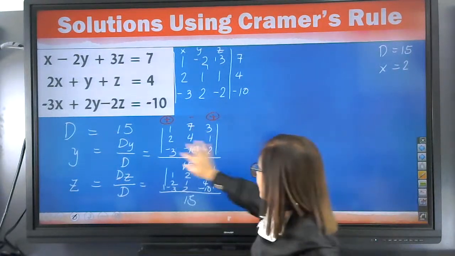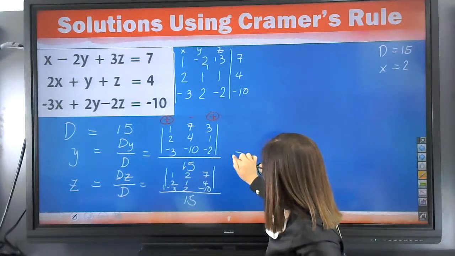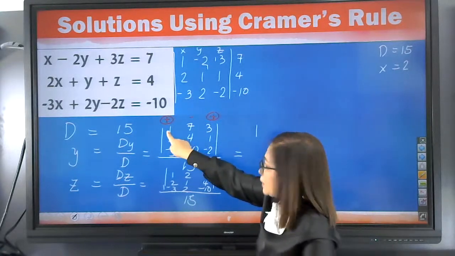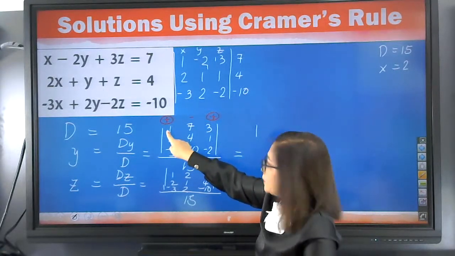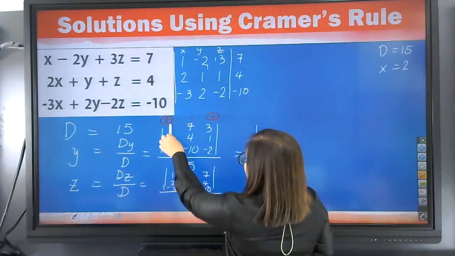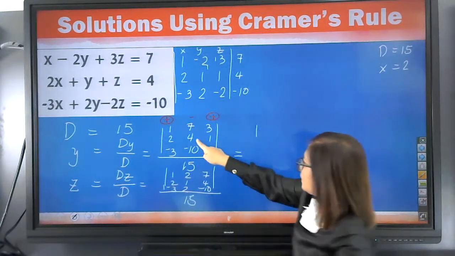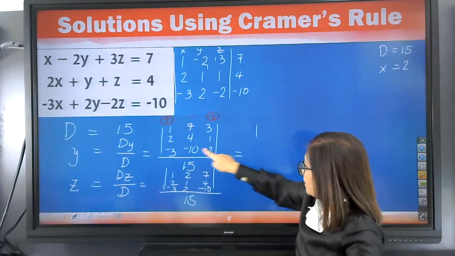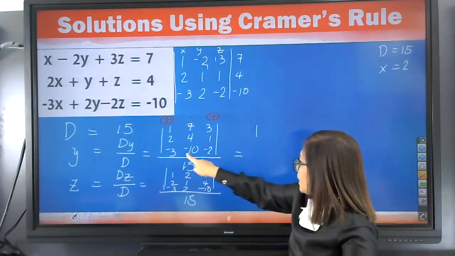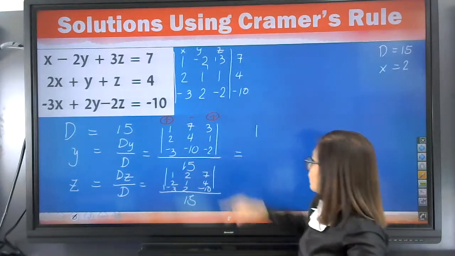So how do you do this? To find y, we'll have y together. Start with 1. This 1 belongs to this column and this row. So you multiply this arrow down minus arrow up. Again, product of arrow down minus product of arrow up.